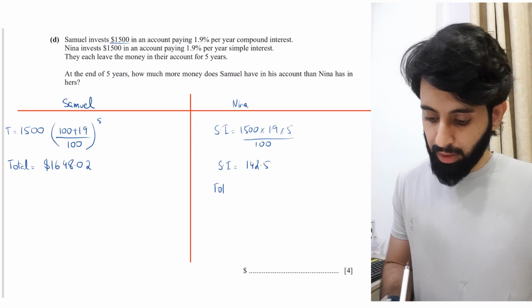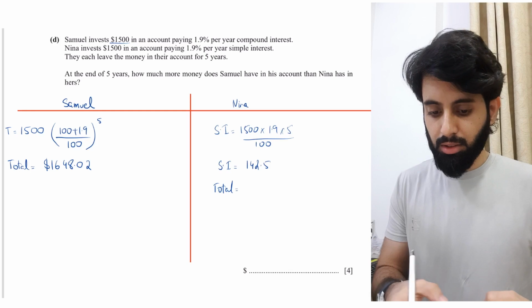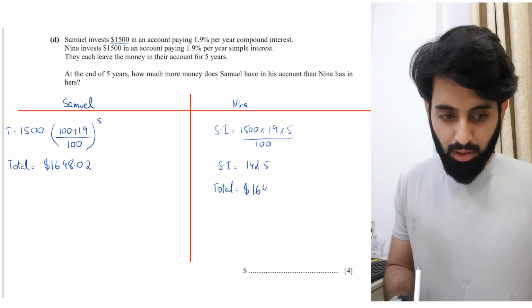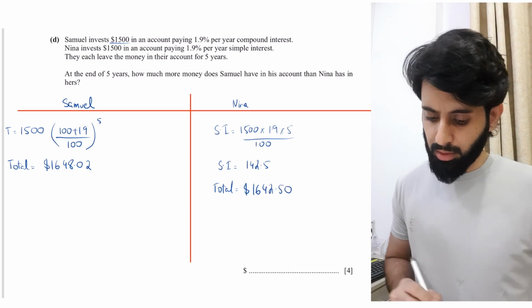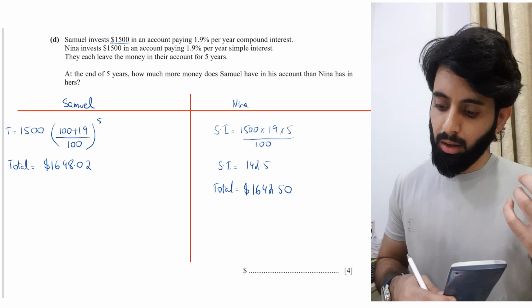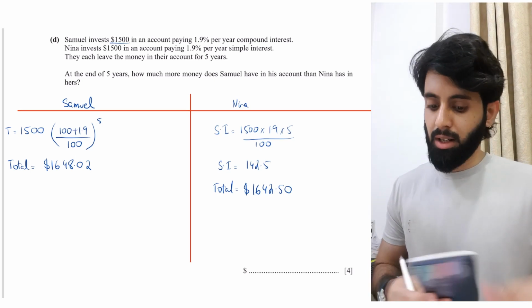Now if I find out the total, that means I just need to add 1500 to this. So when I do that, I get $1,642.5. So I'll just put a 0 in the end. And then what do we have to work out? We have to work out the amount of money that Samuel has. How much more does Samuel have in his account than Nina?